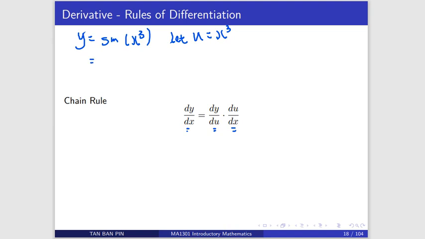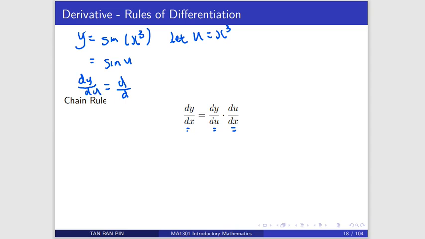Okay, with that, after you let u be x cubed, then y is just sine u. And from here you can find dy/du. dy/du will be just differentiating, so you can find dy/du. This should be u. Finding dy/du, okay. Because after you let x cubed be u, y is sine u.